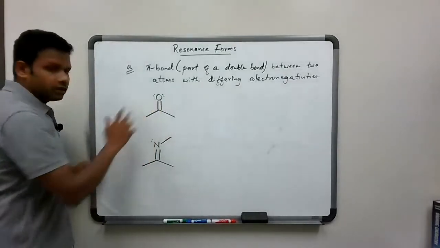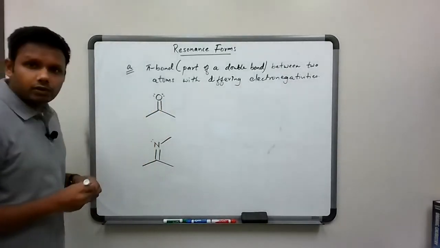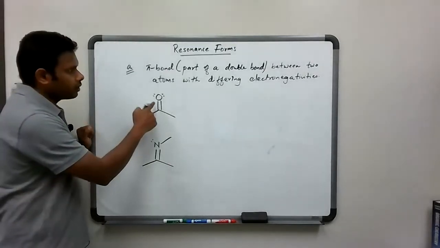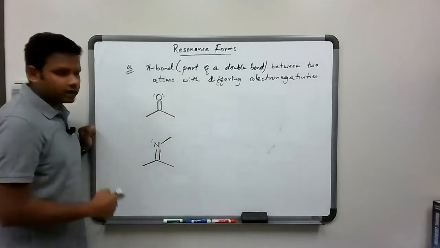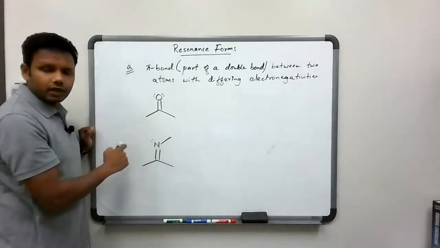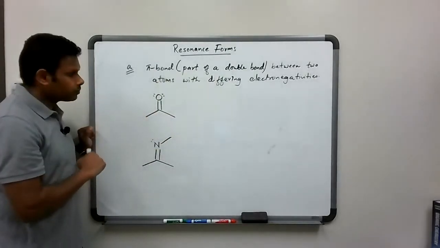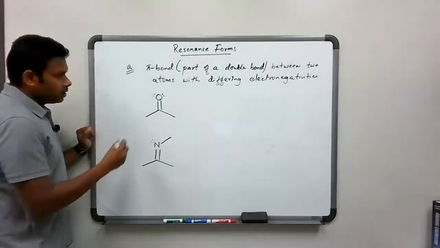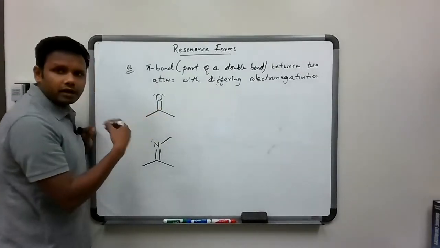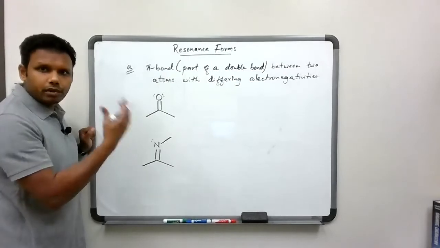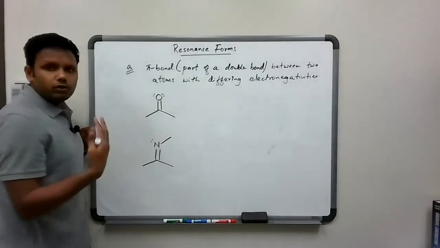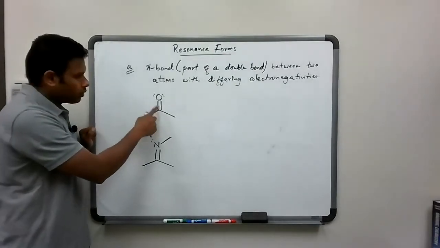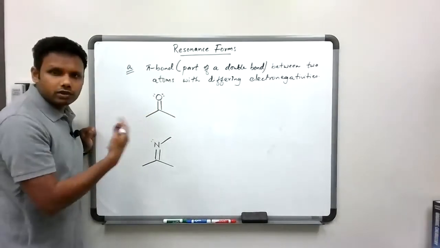So in a scenario like this, when you have a pi bond between 2 atoms with different electronegativities, oxygen is more electronegative than carbon. What we can do is take the pi bonded electrons. And again, we don't know which one is the pi bond. One of these bonds is a pi bond, the other one is a sigma bond.